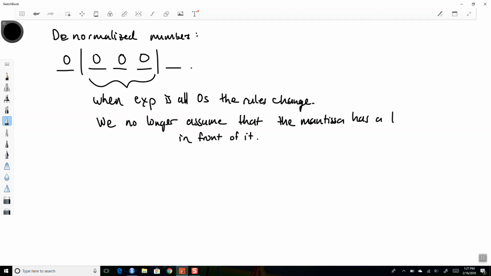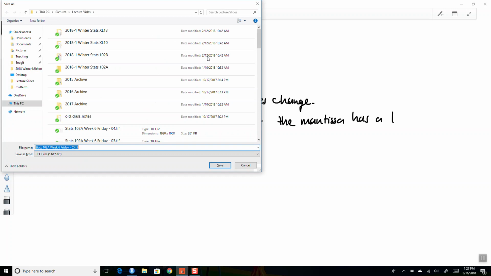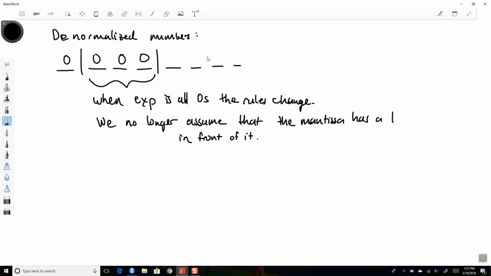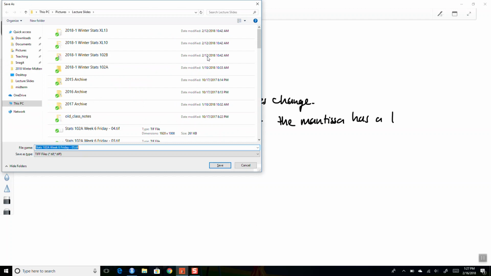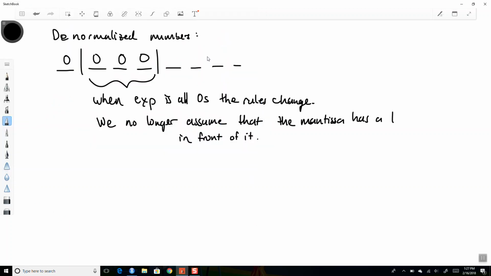Okay, so you've got your exponents and stuff. And the reason for this is because if we do not allow for this denormalized situation, we have no way to represent the number 0. Okay, because under the regular rules, we always assume the mantissa is led by a 1, right? We always assume that there's a 1 in front of the mantissa. And if there's always going to be a 1 there, there's no way to represent 0.